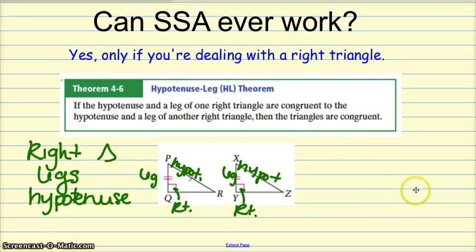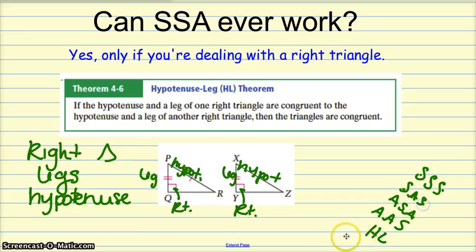So many students are used to things like, for instance, SSS, SAS. These are the other ones that we've had. And so HL feels kind of weird to have all of these triples. So if you want to think about, well, I need 3 pairs of sides, or I need a pair of sides, a pair of angles, and a pair of sides, I very often will call it RHL to represent that I need a right angle, a hypotenuse, and a leg. So whether you want to call it HL or RHL, it works the same for me. Sometimes RHL is nice because it lets you know the 3 things you need.